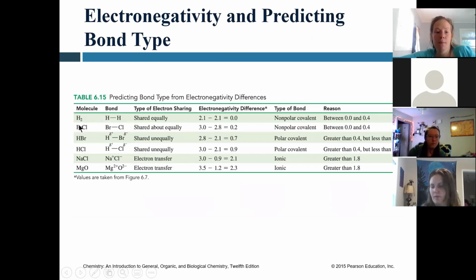So here are some examples. We've got hydrogen, that would be shared equally, nonpolar covalent. Bromine and chlorine, super close in their electronegativities, so we would say that's also nonpolar covalent. HBr and HCl, two different acids here, hydrobromic acid and hydrochloric acid. The difference does create a dipole moment or a polar covalent bond. And then these ones here, those should be really easy to identify anyway.